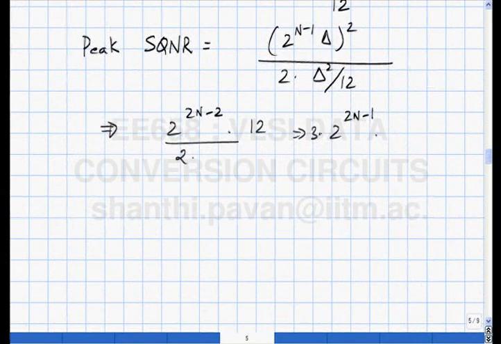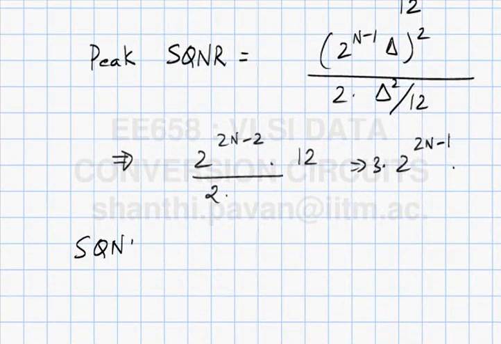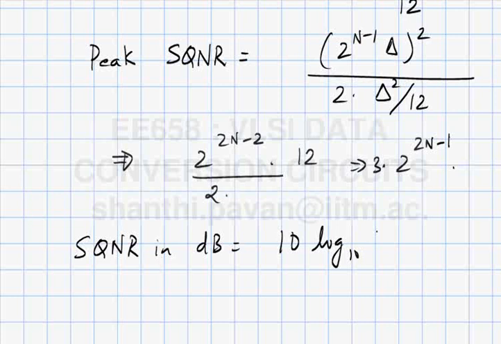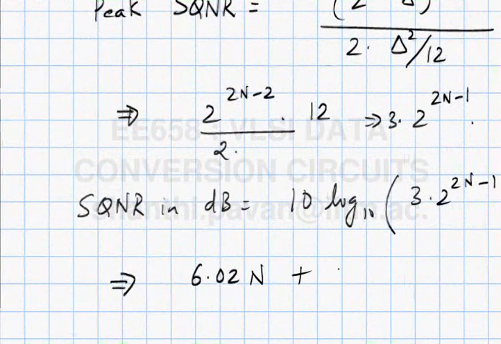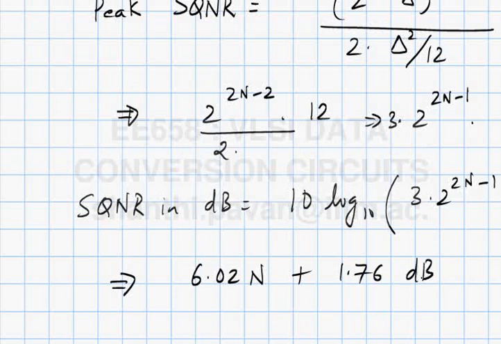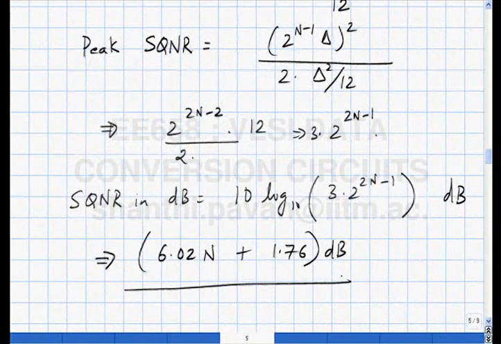When you have to deal with large numbers, it's always easier to deal with them in dB. So the signal to quantization noise ratio in dB is 10 log 10, because you're taking a ratio of powers. If you took a ratio of voltages, it must be 20 log 10. So it is 6.02 n plus 1.76 dB. This is the peak signal to quantization noise ratio you can obtain when you have a sine wave going into an n-bit A to D converter.